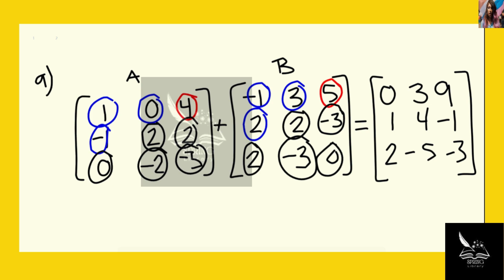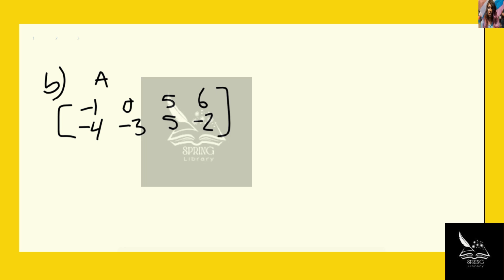All right, and so then we are doing another example here. This is part B of this problem. And this time we have 2 rows and 4 columns. So these matrices are a little bit more rectangular rather than square, but the same concept holds. As long as the number of rows is the same and the number of columns is the same, then we can add them together.